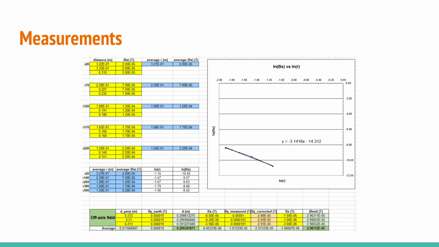Here are the measurements that I took and the graph is shown. As you can see, our equation for the slope is y equals negative 3.1416x minus 14.312. In this equation, our n is negative 3.1416 and our k is negative 14.312.